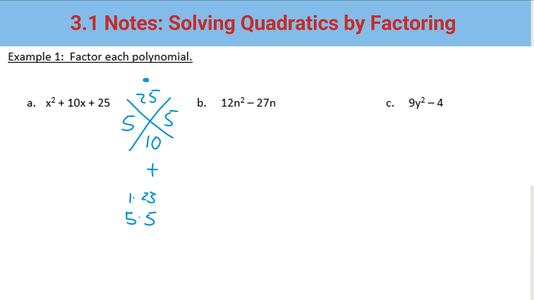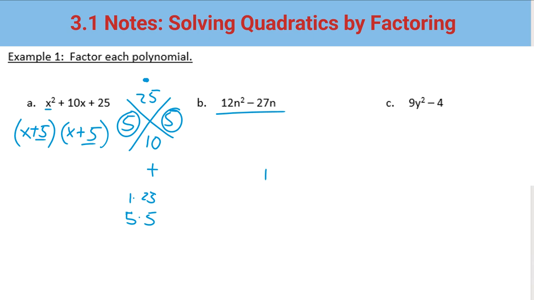So my factoring here is going to take on this form, x plus 5, times x plus 5, right? Because x times x gives me x squared, and then these go here. That's where those 5s came from. So that is my trinomial factoring. B is going to be a greatest common factor. I don't have a C term, right? Nothing without a variable at the end.